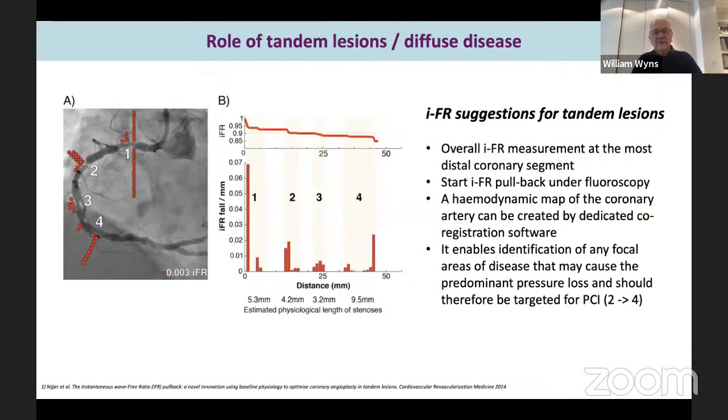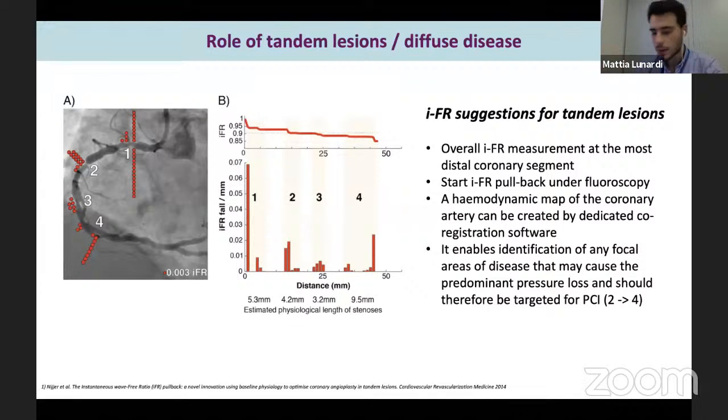So I was alluding to the possibility of co-registration, and Mattia explained to us in this case how it will impact the practice. And I think you're going to use iFR in this case. Yeah, this is a very interesting example of the co-registration, William, using the iFR, and maybe the people attending this meeting are already using this tool in their cath labs. Practically, this tool allows co-registration of the angiography, the fluoroscopy, and the iFR measurements during the pullback.